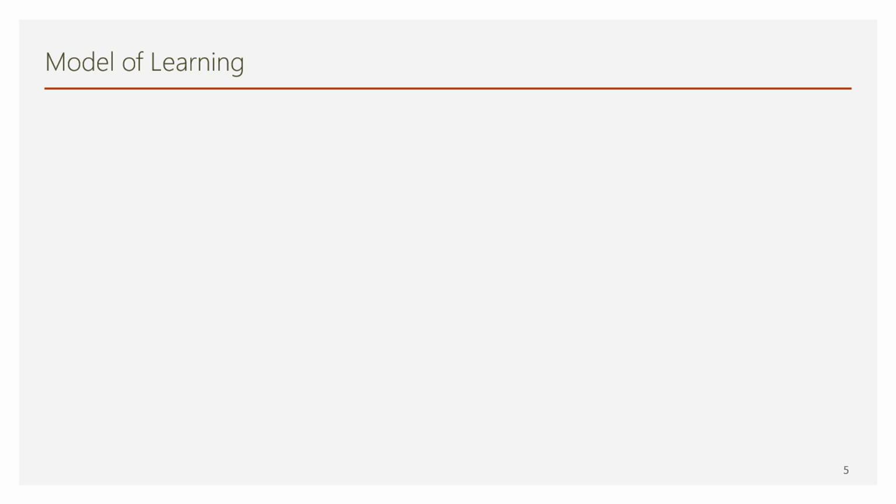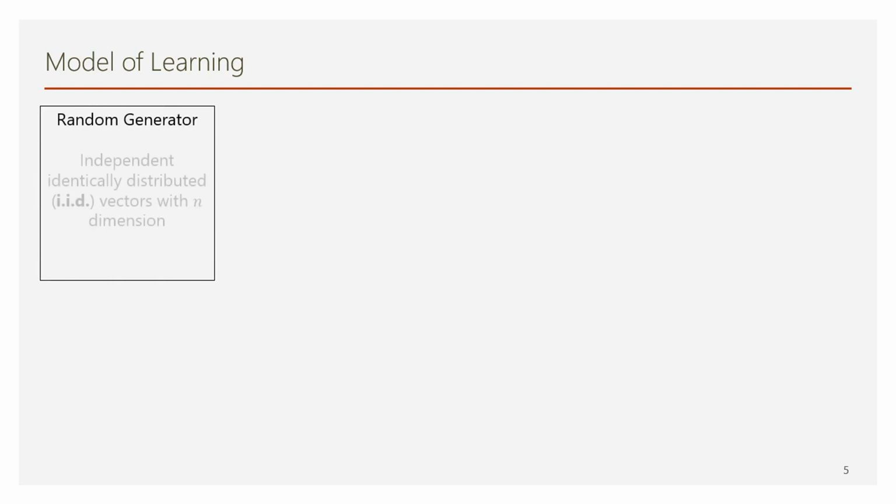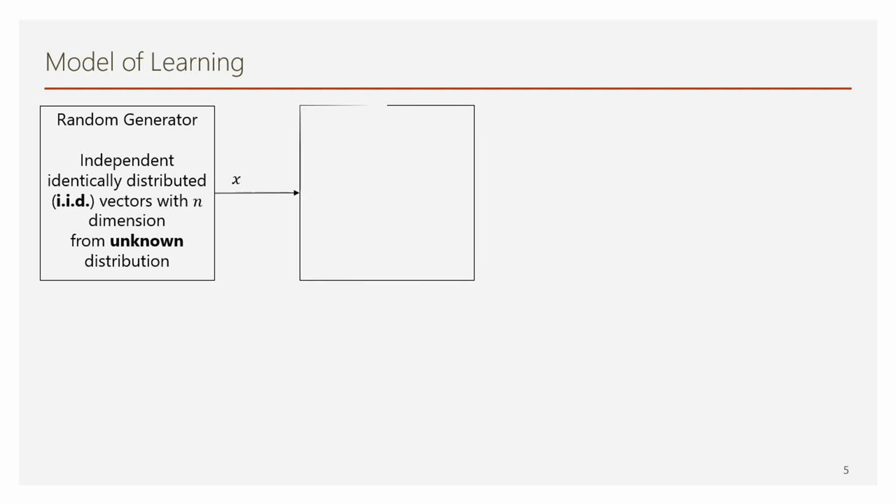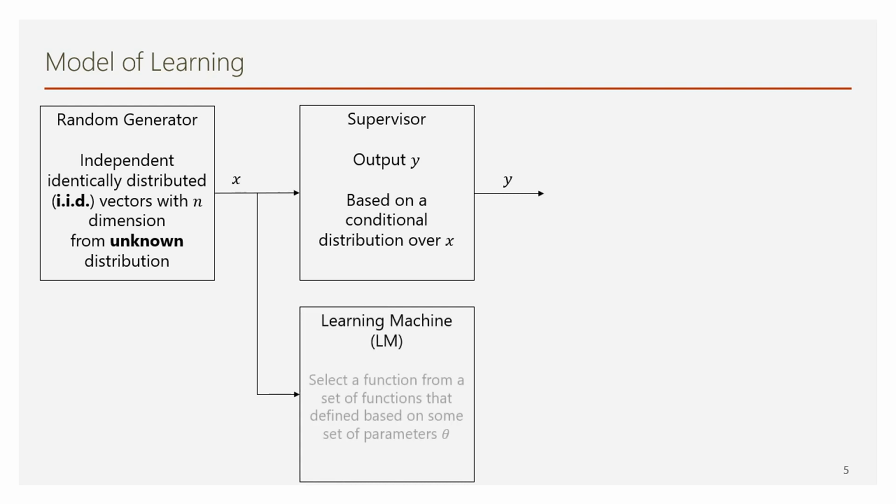To answer this question, let's look at the model of supervised learning from a statistical perspective. The first component in this model is a random generator of independent, identically distributed, in short IID, vectors from a fixed and unknown probability distribution function. The other component is a supervisor that returns an output y for every input x based on a fixed and unknown conditional probability distribution function. And finally, there is a learning machine that selects a function from a set of functions such that it obtains the best approximation for the responses of the supervisor.